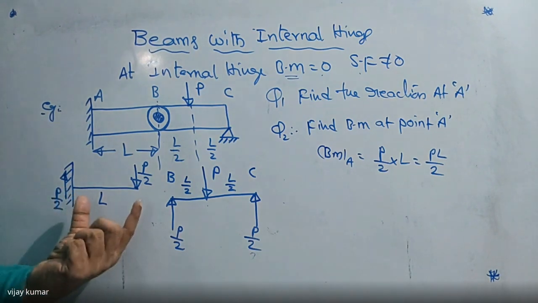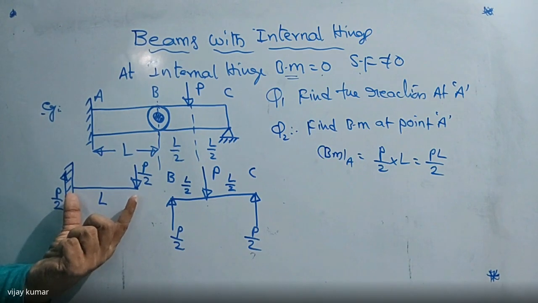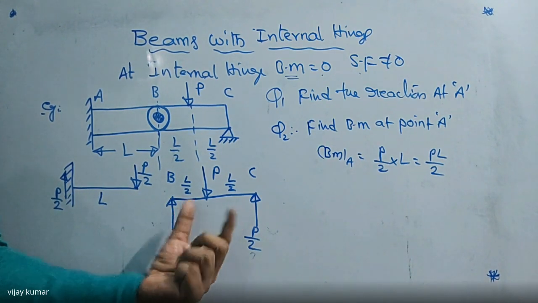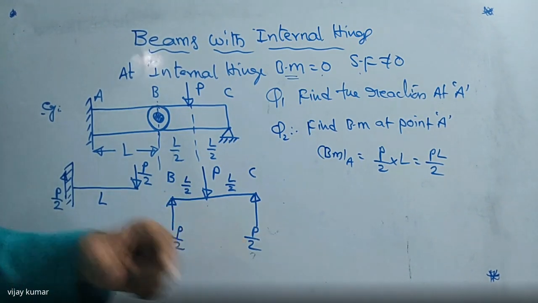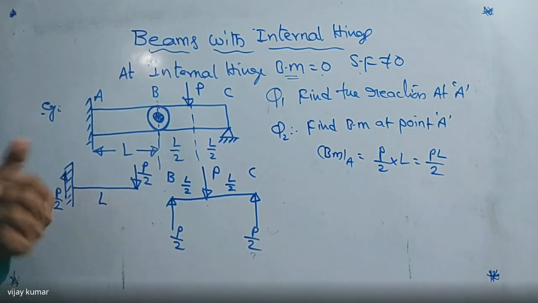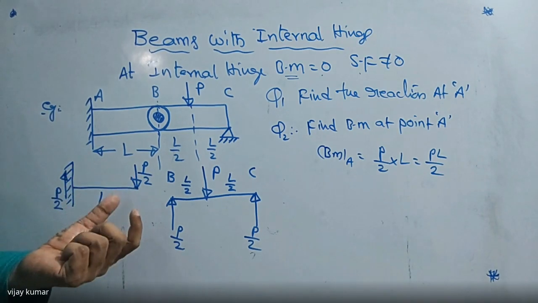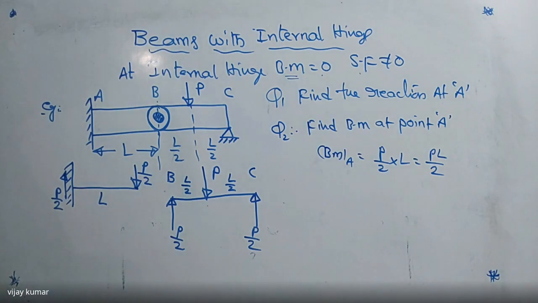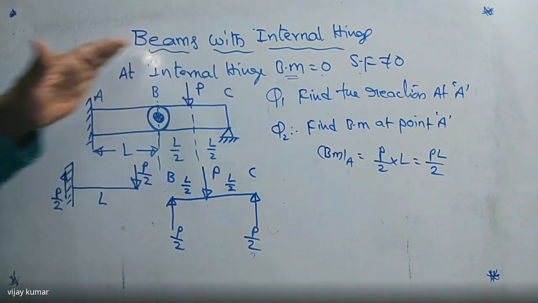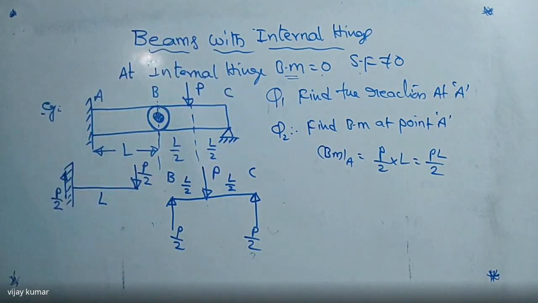Now if you see this diagram, it is like a simply supported beam. I know how to draw the shear force, I know how to draw the bending moment. This one is like a cantilever beam. I know how to draw the shear force and the bending moment. Join these two, then we can get the shear force diagram and bending moment diagram for the total beam. Did you get my point or not? I hope you understand that. That is how to draw the shear force and bending moment diagram.